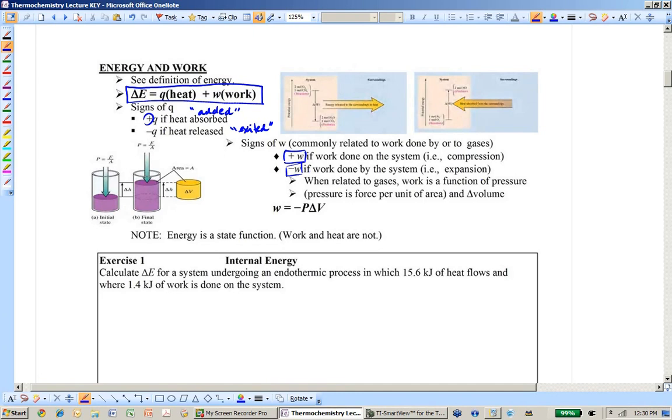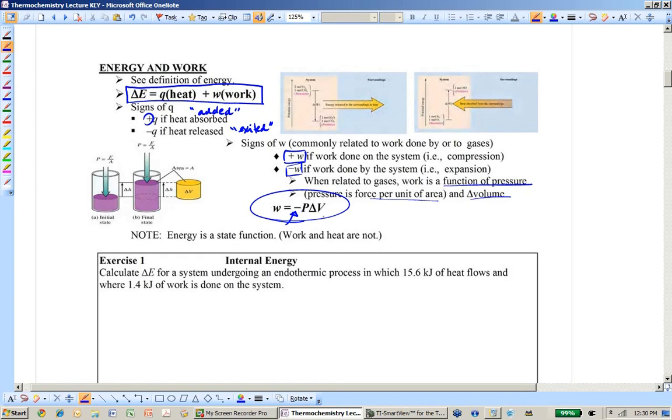When related to gases, work is a function of pressure. So we can redefine work as, just go with me on this for a moment, pressure is a force per unit of area as defined in physics, and then we also can do this with a change in volume. So the minus sign is important. You cannot neglect it. So work is equal to minus P delta V.